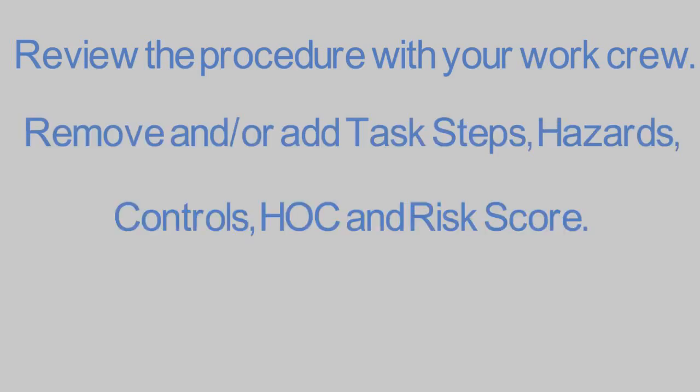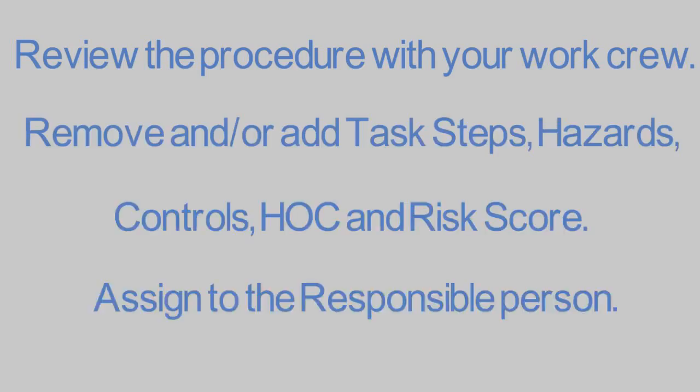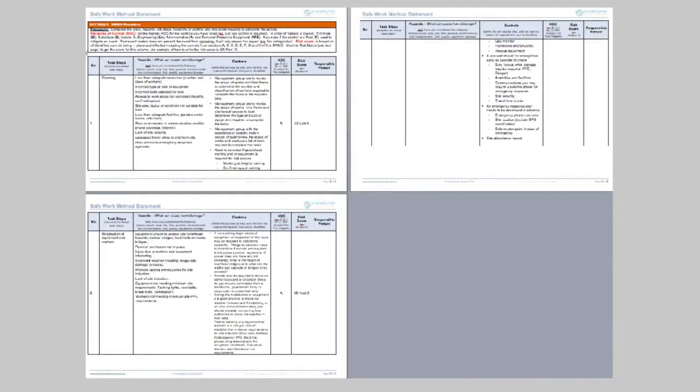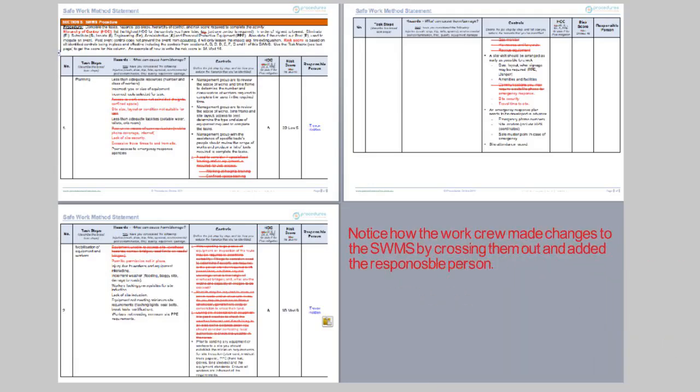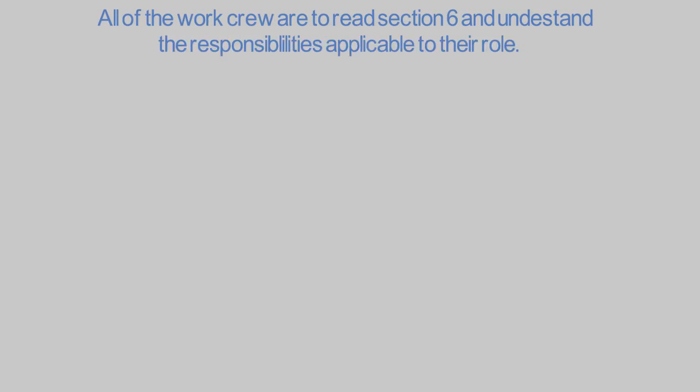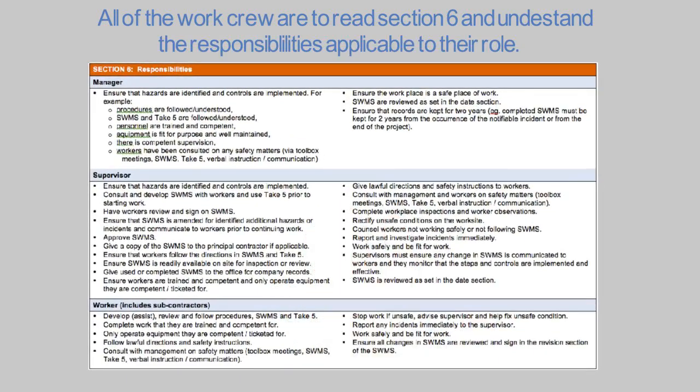So review the procedure with your crew, remove the task steps, controls and hierarchy. So this is basically reviewing the SWMS. As you can see, we've cut out the pieces that are not applicable and added in. Each crew member and the supervisors need to understand their responsibilities. They need to read and understand that section.